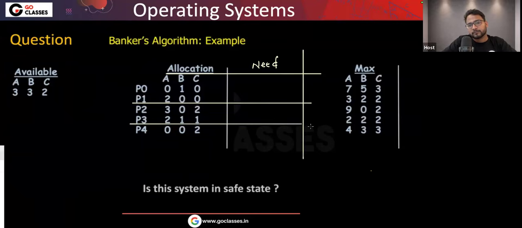So let's just see. Maximum is 753, I mean for type A, 753. You can subtract the currently allocated, which is 010. This is 7, this is 4, this is 3, right? So you can write 743. Let me write ABC first.